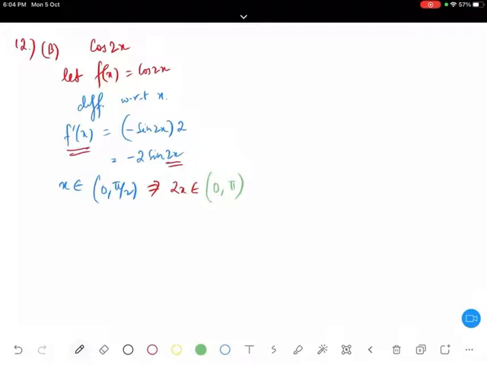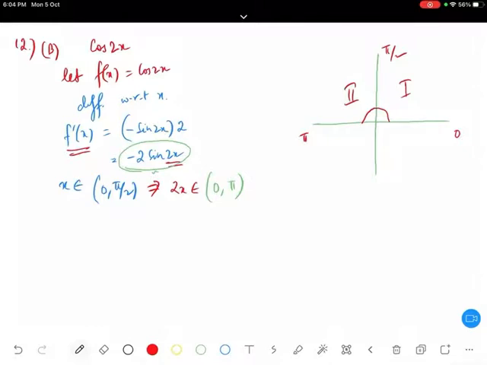Understood? Clear? Now look at here. 0 to pi. So now we have to check whether the slope is always negative or not. Then only we can prove that the function is decreasing in 0 to pi by 2, right? So now look at here. 0 to pi means which two quadrants? First quadrant is 0 to pi by 2. Then the second quadrant is what? 0 to pi means this entire thing, first quadrant and second quadrant.